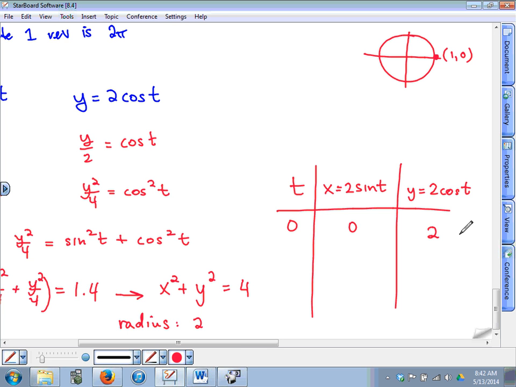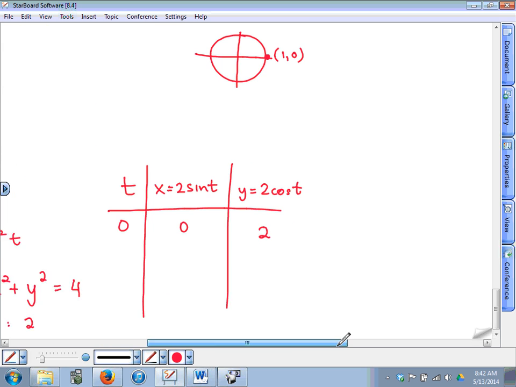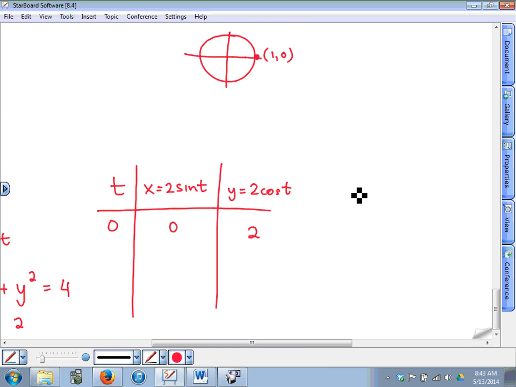So in regards to where this point is, 0, 2, that's at the top of the circle, right? 0, 2. I'm running out of room here, dang it. So it starts at the point 0, 2. So that's a unit circle.